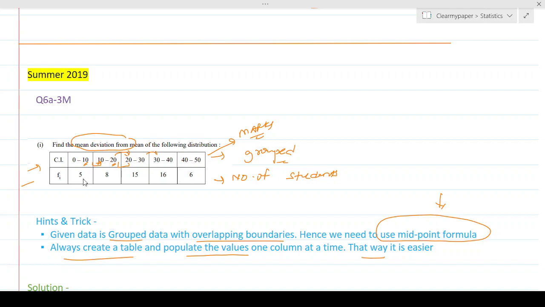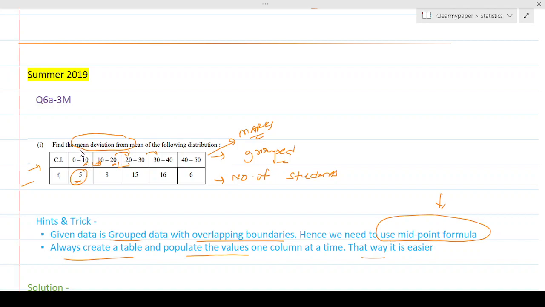So over here we have got the number of students at the bottom, and the class intervals are the marks by the students. Okay, and what does it mean? 5 students have got marks between 0 to 10. We don't know how much marks they exactly got, but it could be anything between 0 to 10.